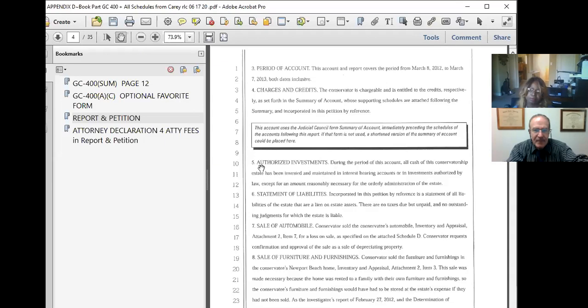But in this case, we had authorized investments. So all I'm telling the judge is during the time period, all cash has been invested and maintained, and this is extremely important, in interest-bearing accounts.